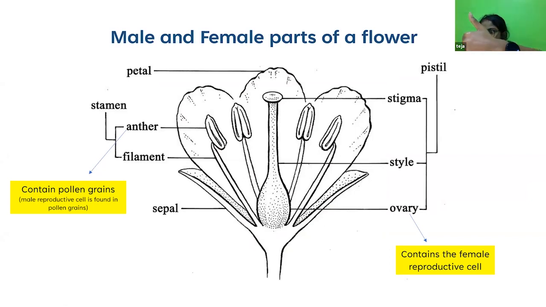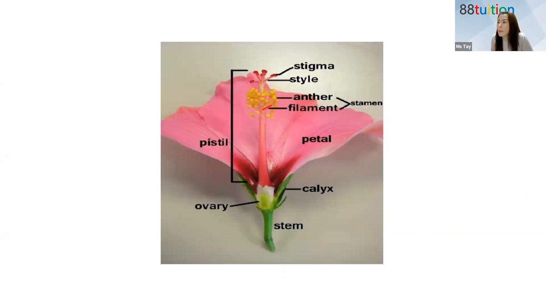Now I'm showing you another one. The stigma is here. The style is always connected to the stigma. And then you have the anther. The anther is always connected to the filament. And then we have the ovary right inside. Remember, I said already, it's only the male and the female parts that are important. The rest, don't have to worry.